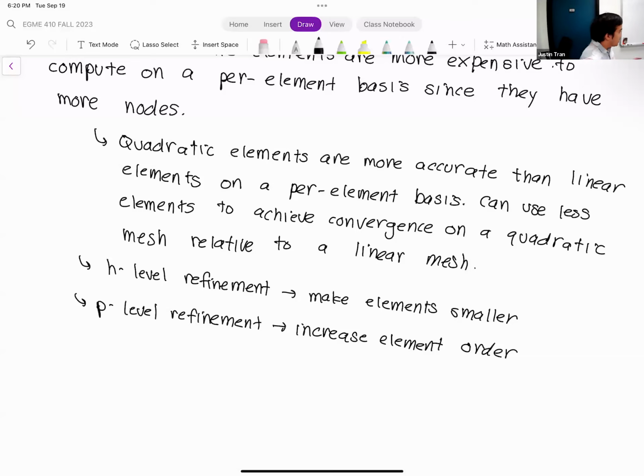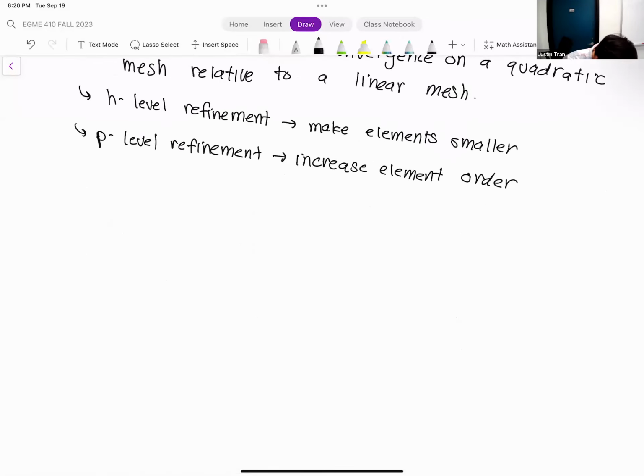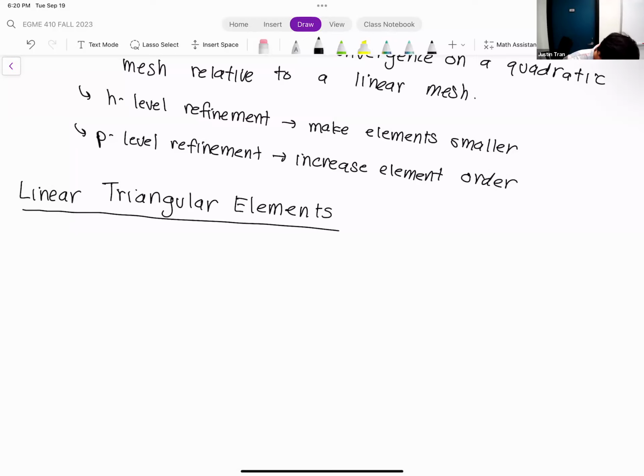Okay. So that's the quadrilateral elements. Let's move on to the triangular elements. Let's talk about the linear triangular elements. Let's go ahead and draw a triangle. And just like any good triangle, a triangle has three nodes. We're doing the linear version here, so we're not going to add any mid nodes. So we only have three nodes to work with.